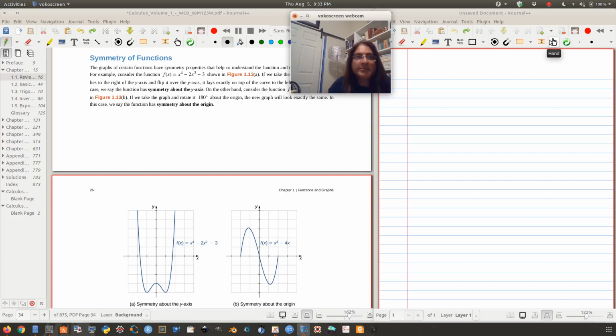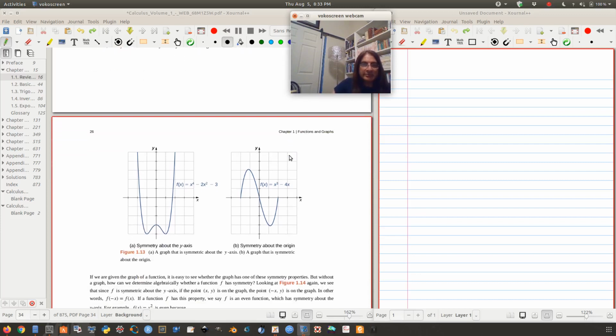Okay, for the last topic on section 1.1, we'll look at symmetry of functions. So let's take a look at this example, example A. What you see is if you flip this function about the y-axis, so it's a reflection about the y-axis, it's symmetric about the y-axis. If you flip the function, it remains the exact same function.